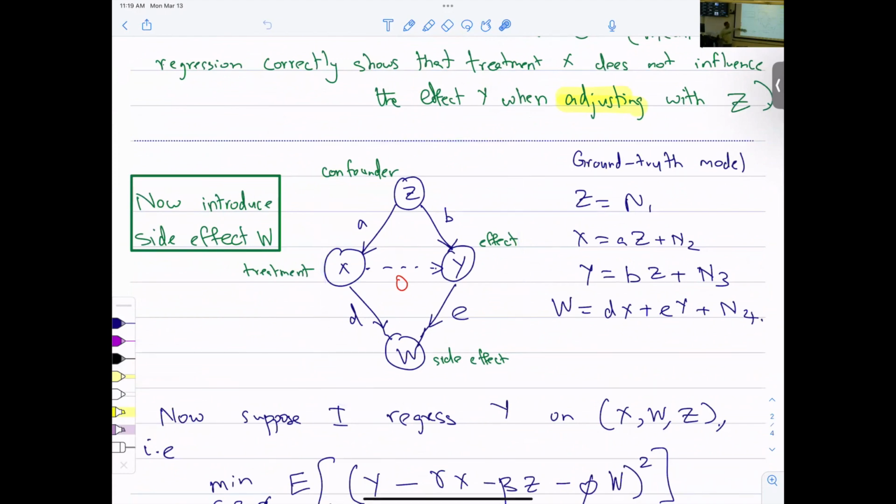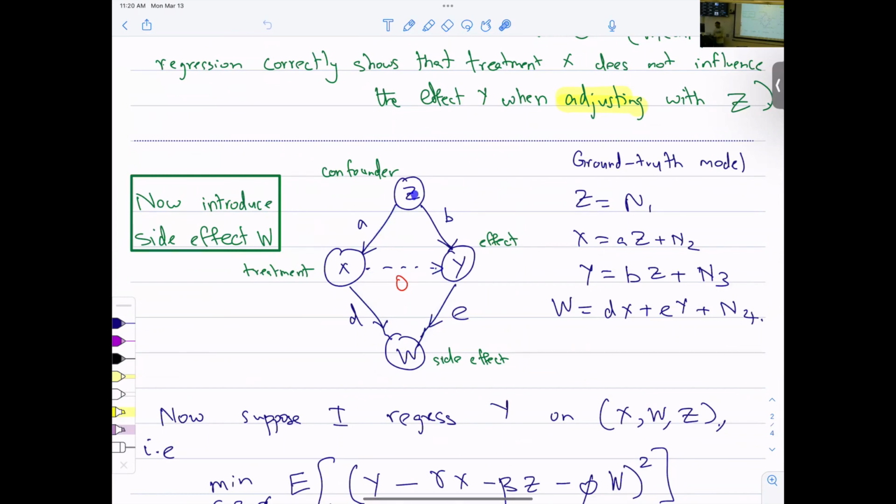Okay. So there's a confounder, that's your, for the store or whatever. There's a treatment, there's an effect. In reality, there is nothing here, 0. But both the treatment and the effect affect a side effect, something else. So there is a D and an E here, and A and B here, but this is a 0. So this is now the ground truth model.